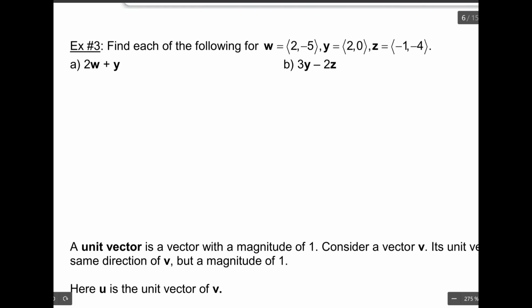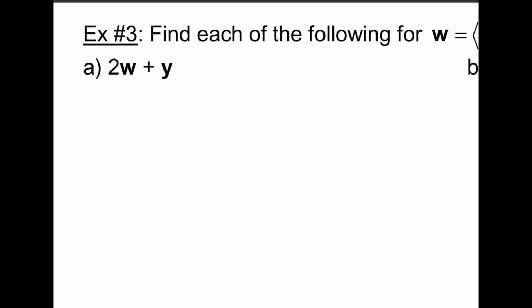Alright, so 2 times w plus y. I'm going to rewrite this by using the vectors. So I have 2 times the w vector. The w vector is 2 comma negative 5. And then I'm going to be adding the y vector, which is 2 comma 0.